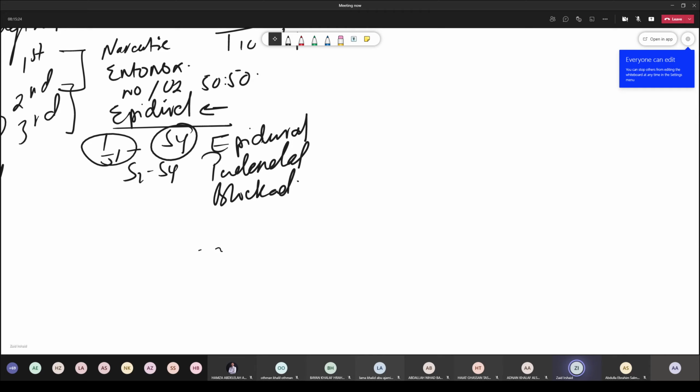And the pudendal nerve exits through the greater sciatic foramen and re-enters through the lesser sciatic. So it loops around the sacrospinous ligament, which is from the ischial spine to the sacrum. So we go behind it and we block this area around the ischial spine. And this will give us pudendal blockade.